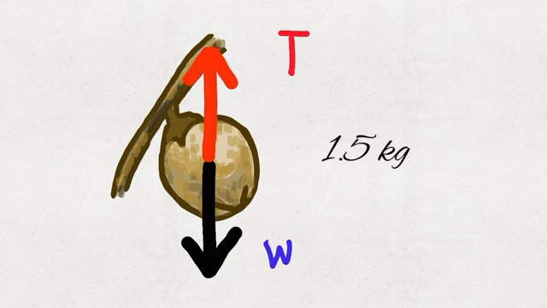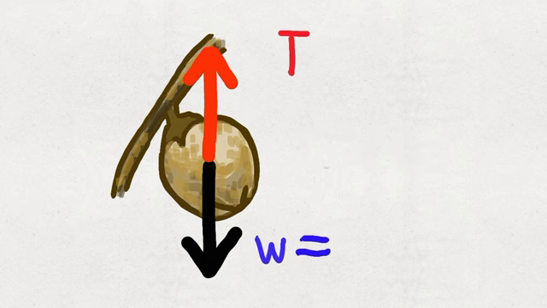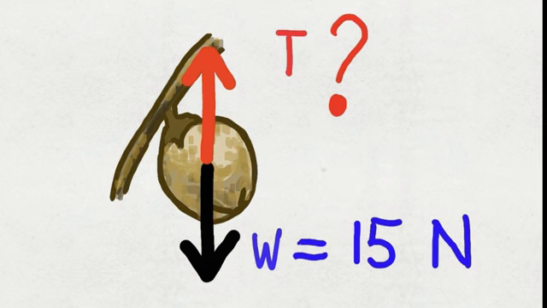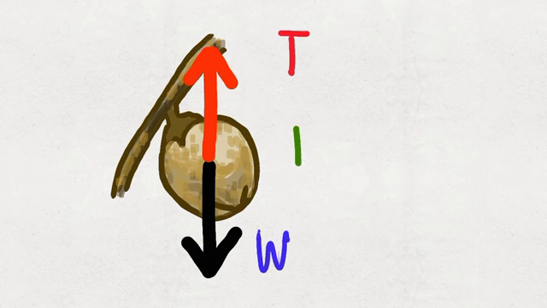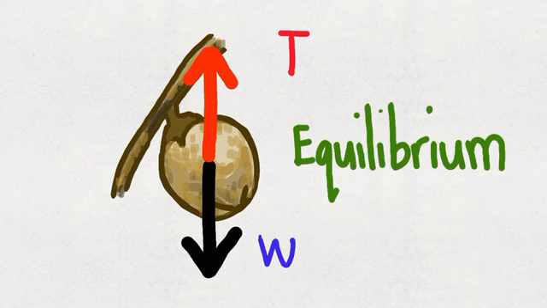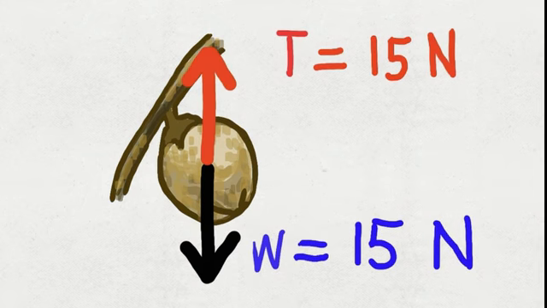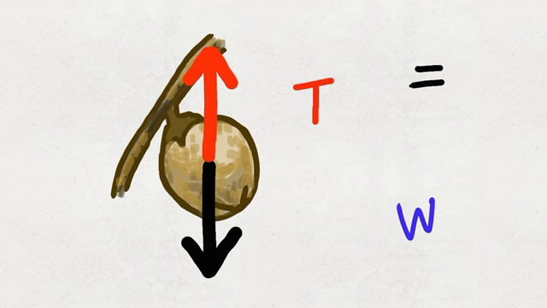If the mass of the coconut is 1.5 kilograms, the weight is 15 Newtons, so what is the magnitude of the tension? Since the system is in equilibrium, the magnitude of tension T equals 15 Newtons too. T equals W.